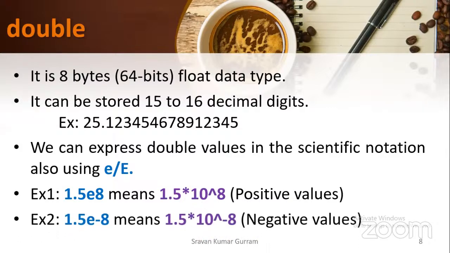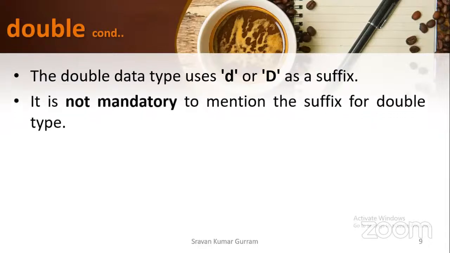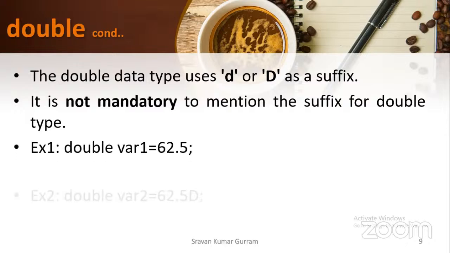In the same way, if you want to specify negative exponents, you can. So 1.5e-8 means 1.5 into 10 to the power of minus 8. And if you want to specify any value as a double type, you can use the suffix d, okay? But it is not mandatory, because we already covered that by default floating point values are double type. But if you want to write it, you can, no problem.